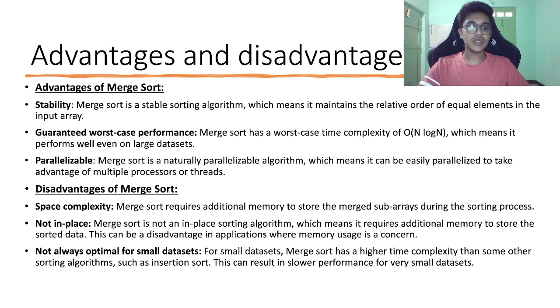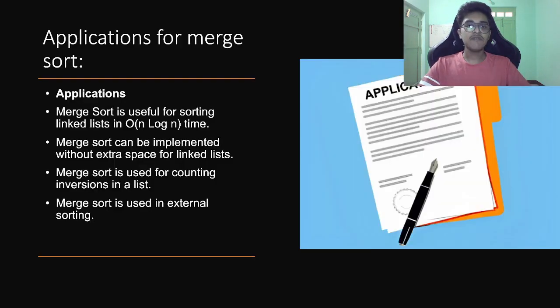The next point would be not always optimal for smaller datasets. For smaller datasets, merge sort has a higher time complexity than some other sorting algorithms, such as insertion sort. This can result in slow performance for smaller datasets. Moving on to the next slide, we have the applications for merge sort.